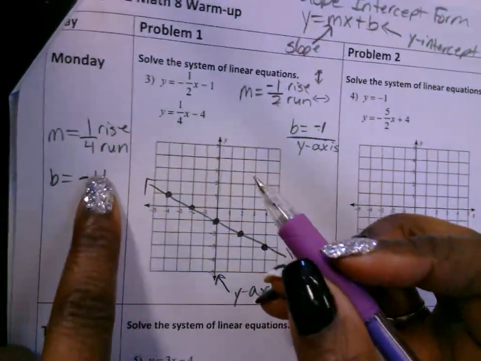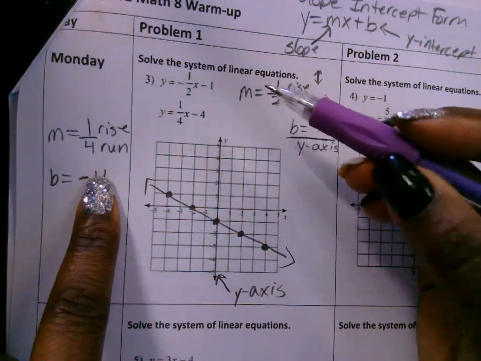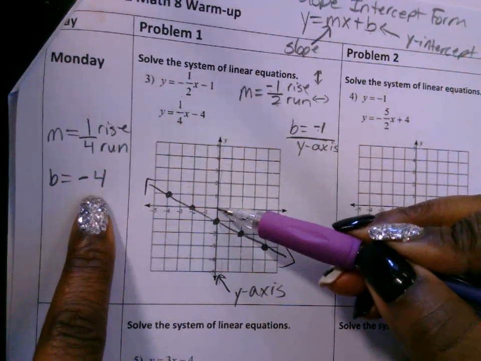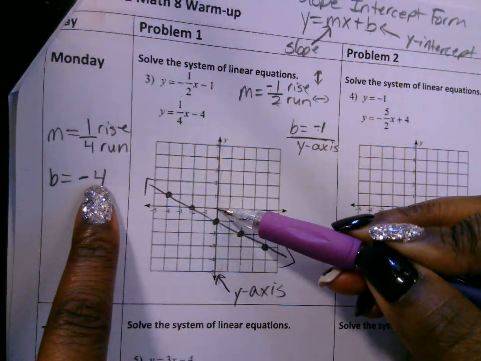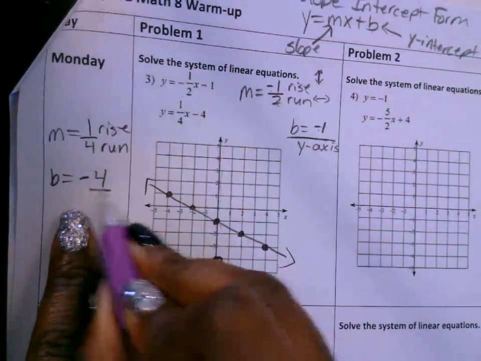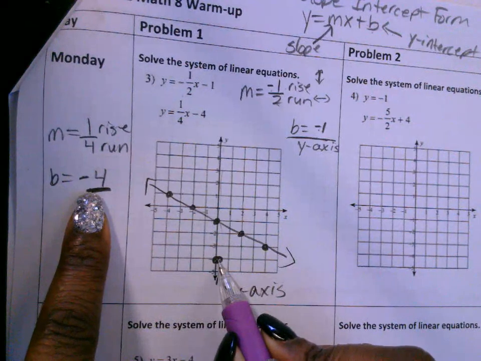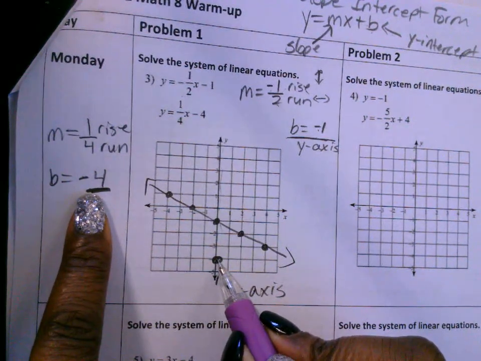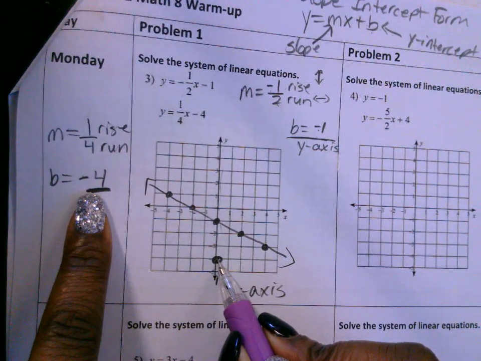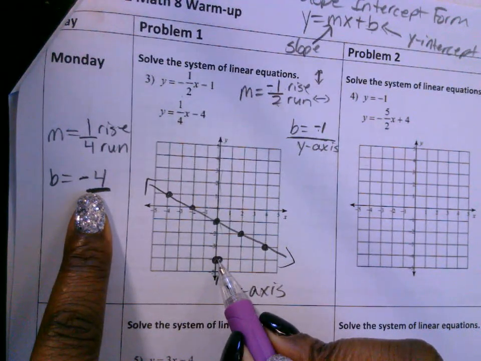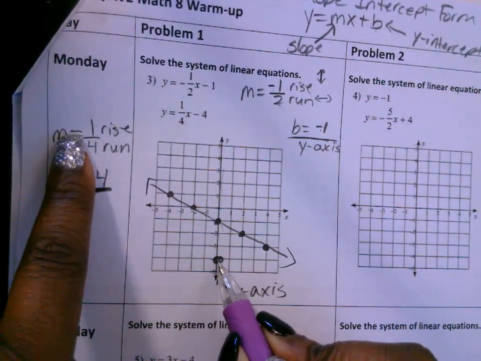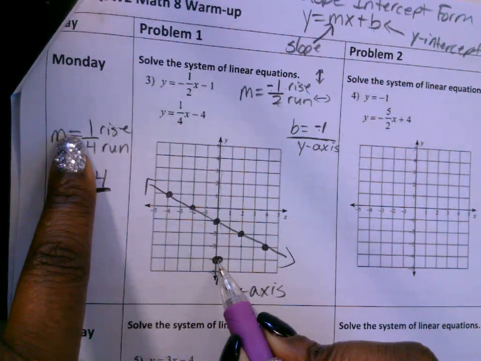So now we're going to find negative 4 on the y-axis. This is the y-axis right here. This is 0 on the y-axis. Negative 4 on the y-axis is down 4. 1, 2, 3, 4. This is where you start. You graph this number, whatever b is, on the y-axis. Please do that. Did you graph that point? Put your pencil on this point, please.